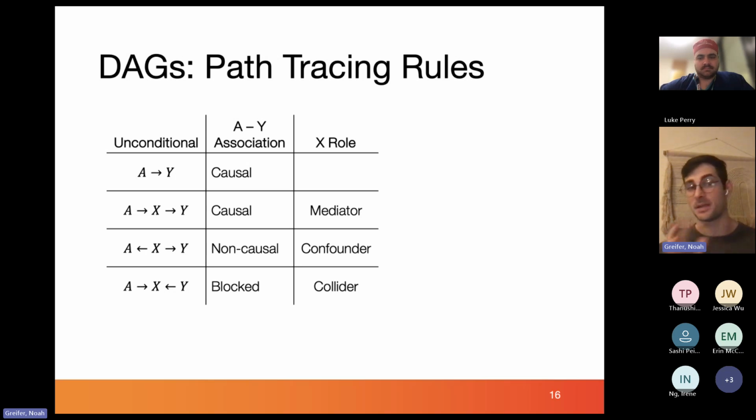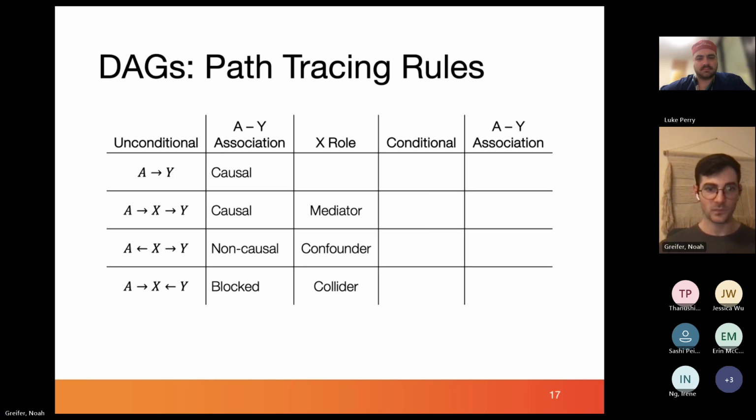So these are the basic rules of association from a DAG. So if someone gives you a DAG and says, this is my understanding of these causal relationships among the variables in my system, you can determine whether any two variables are associated with each other and the nature of that association, which is to say whether it's causal or not, based on these rules being applied to the DAG.